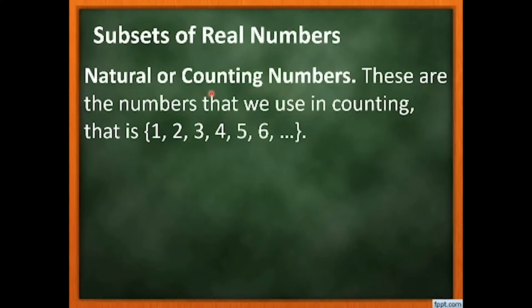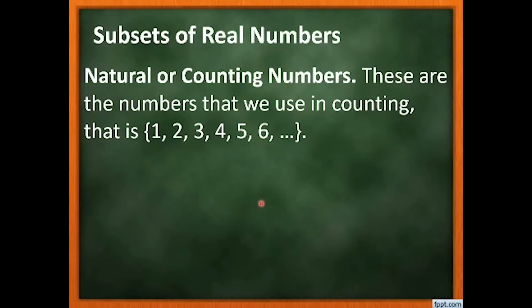Okay, so now, we will have the definition of the subsets of real numbers and magbibigay din ako ng mga examples. Natural or counting numbers. These are the numbers that we use in counting. Diba? Pag nagbibilang, sasabihin ng teacher, oh, you count 1, 2, 3. Right? So, you have 1, 2, 3, 4, 5, 6, 7, 8, 9, 10, so on and so forth. So, walang katapusan na pagbibilang. Lahat yan ay tinatawag nating natural or counting numbers.